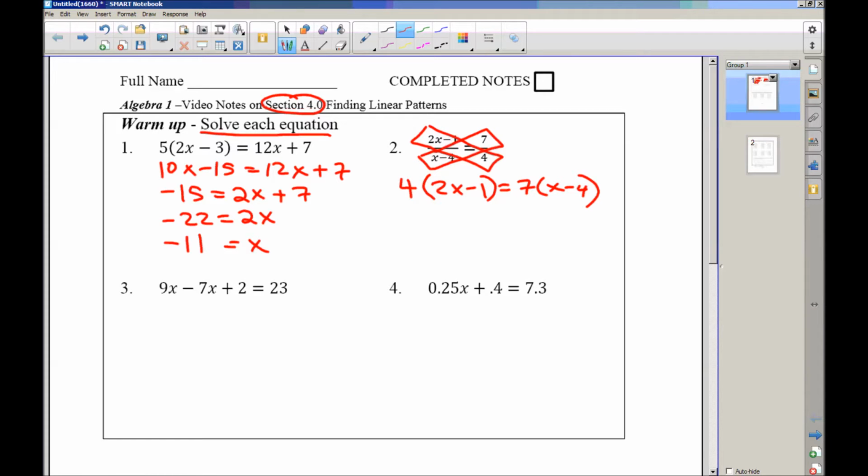All right. So I got to simplify both sides of this one. So I'm going to say 8x minus 4 equals 7x minus 28. Get all the x's on the same side. So x minus 4 equals negative 28. And then I will add 4 to both sides because now I'm left with just a one-step equation. So I get x is negative 24. Okay. So remember, with a proportion, the easiest way to solve is to do the cross multiply.